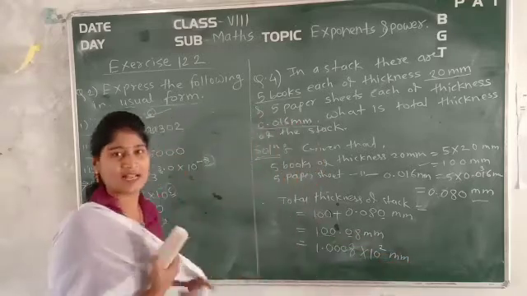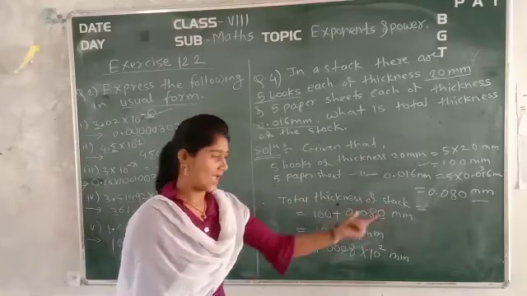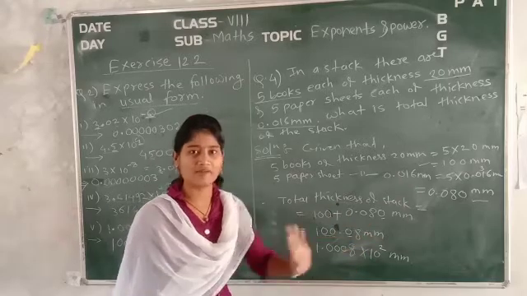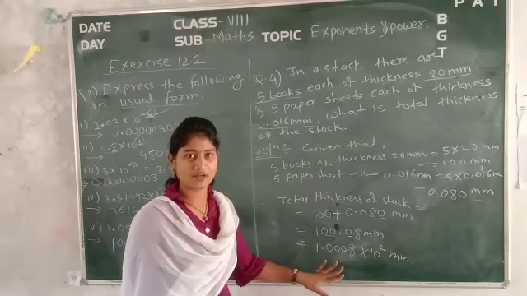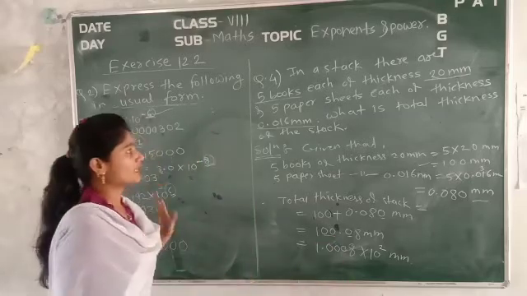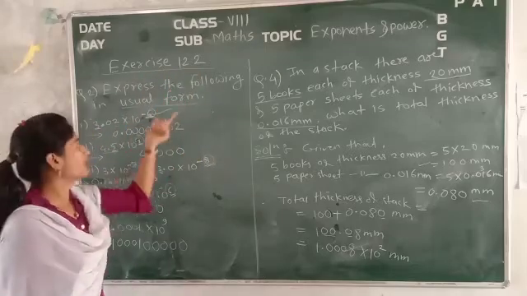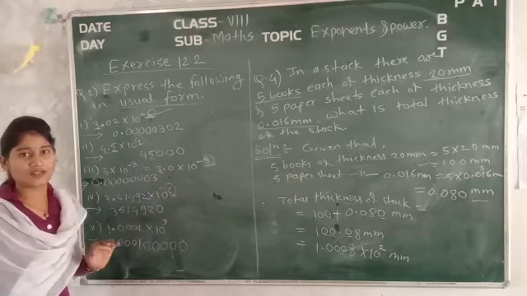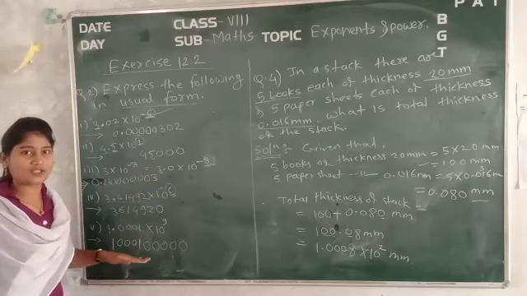And now what is the final answer that you have got? That is the total thickness of the stack. It is nothing but 1.0008 into 10 to the power plus 2 millimeter. Okay. Is it now clear? Okay. Good. So in that way we have seen that word problem from exercise 12.2, as well as we have seen the usual form from that day. So we have seen these steps and this question again.